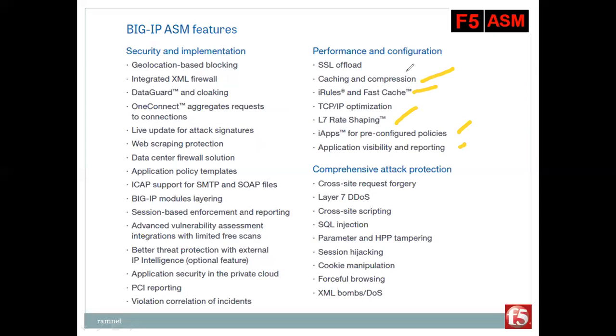This is very important. Complete attack protection: cross-site request forgery, layer 7 DDoS, which we just saw, cross-site scripting, SQL injection, HTTP tampering, session hijacking, cookie manipulation, forceful browsing, XML bombs. With all this information solved on our BIG-IP, we will be able to protect our systems by applying these ASM features.